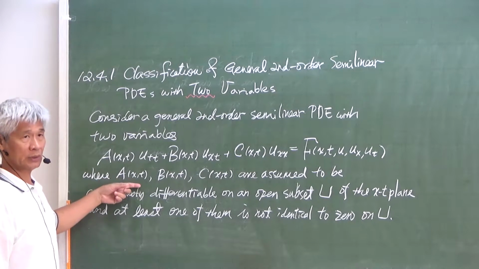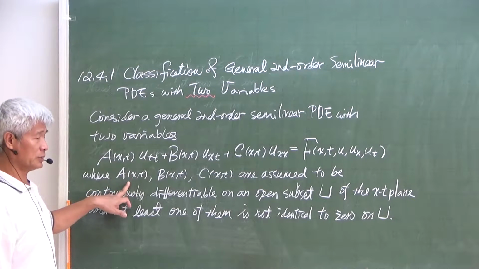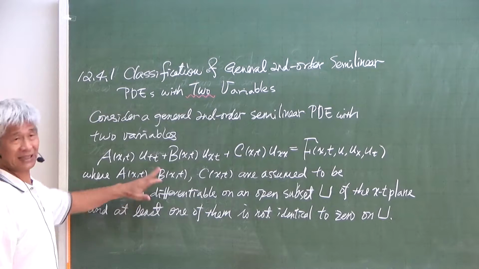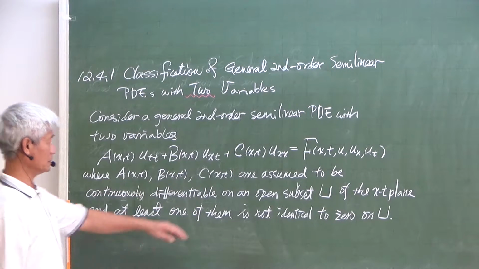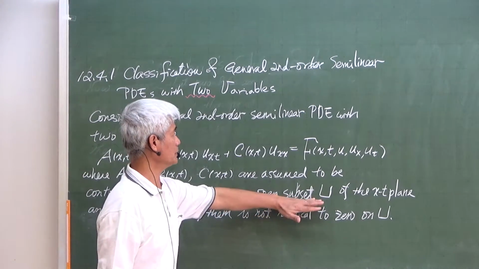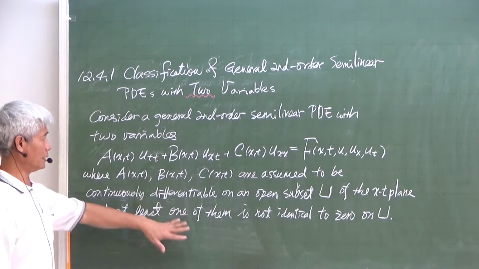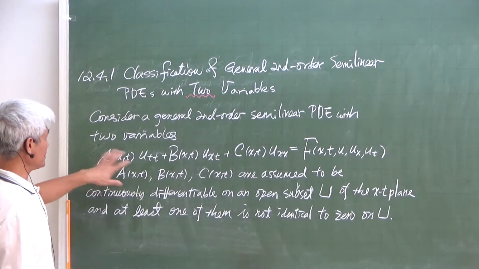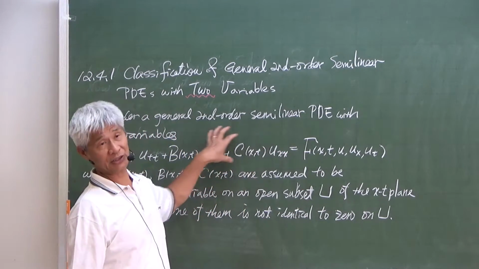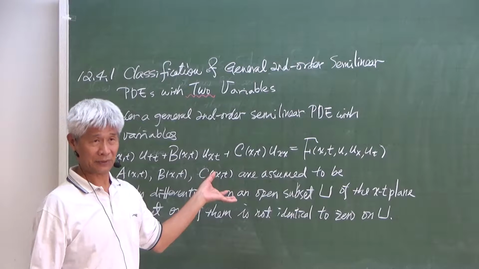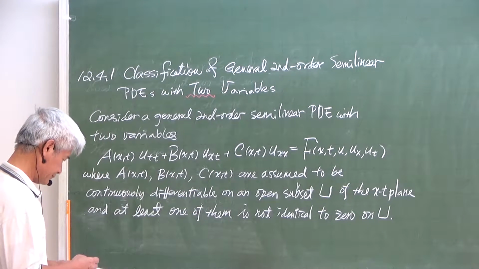So they have partial derivative with respect to x, and also first order partial derivative with respect to t, etc. For B and C, they are all continuous, on an open subset U of the x-t plane. And at least one of them is not identical to zero. If A, B, C are identical to 0 in this open set, then the second order part vanishes. It is not a second order problem anyway. So I think that is the trivial requirement.